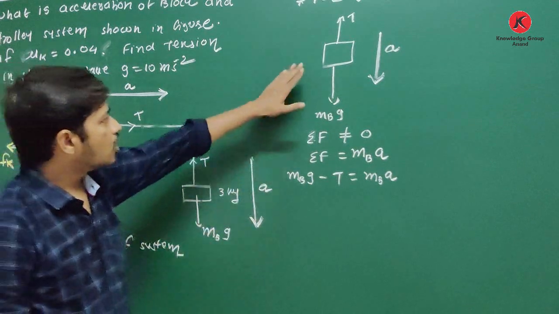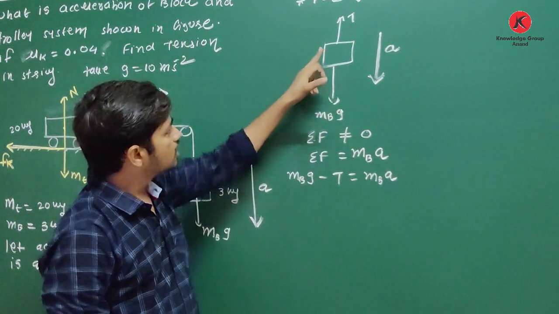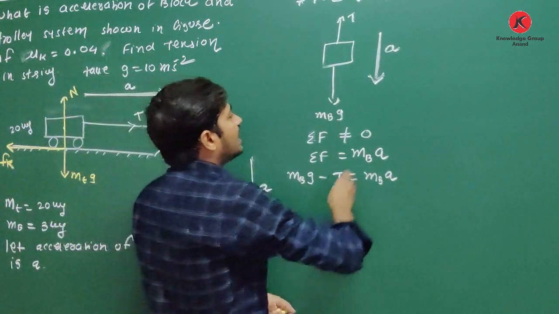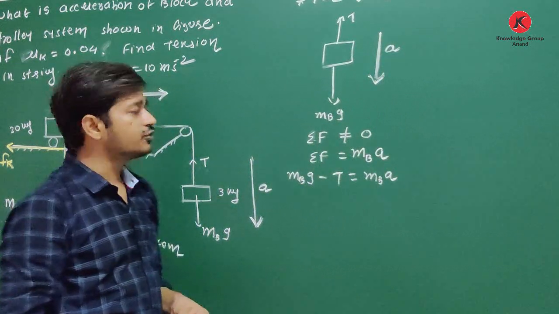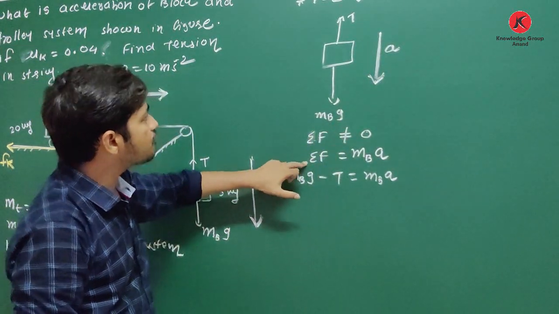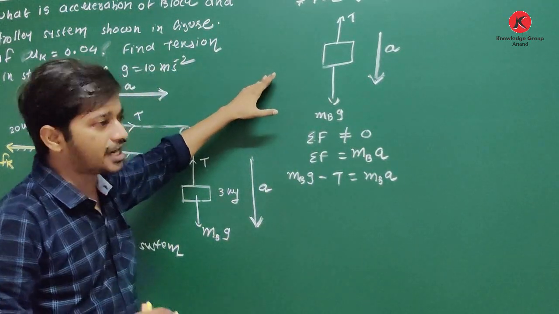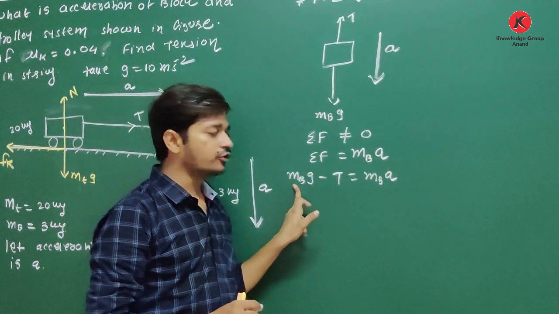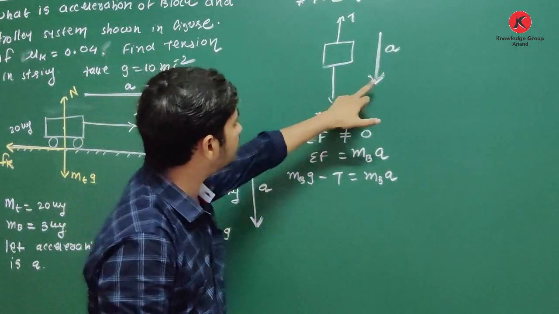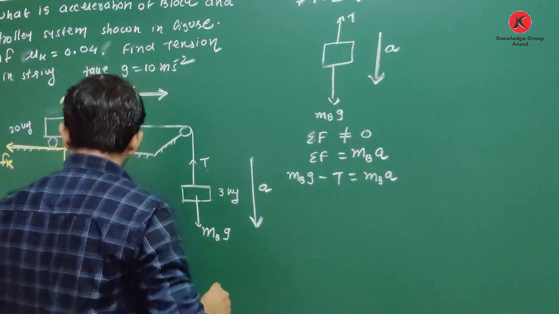Again, draw only this block. mBg is acting in downward direction, so tension is produced in opposite direction according to Newton's law of motion. Acceleration is in downward direction of this block, so sigma F is not equal to 0. Sigma F means forces acting on this block. Two forces are acting in opposite direction, so one I have to consider positive, another negative. Which one positive? The one in the direction of acceleration. Clear about this?